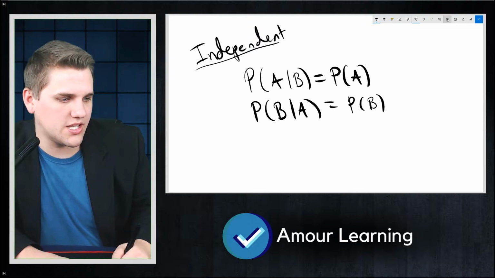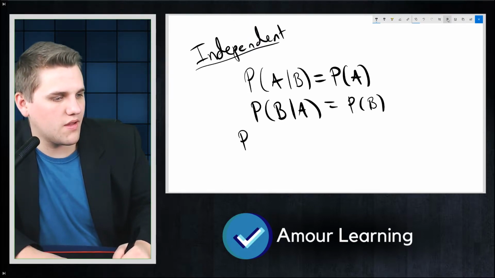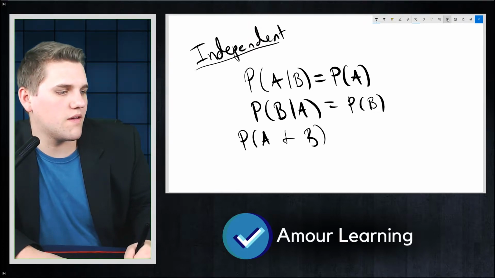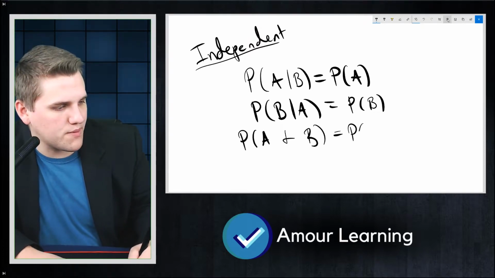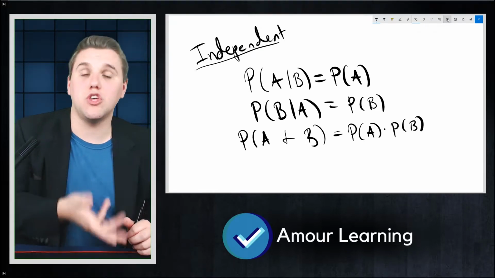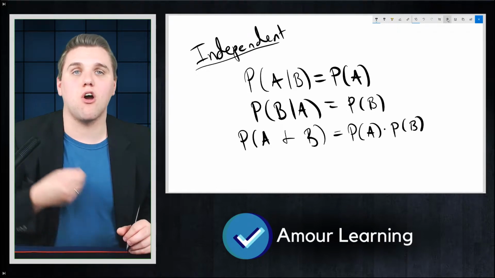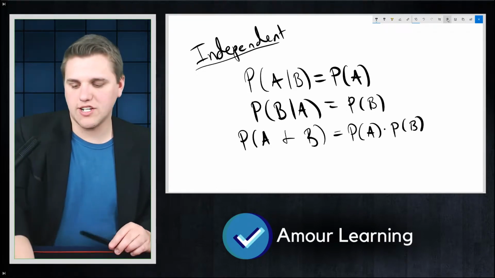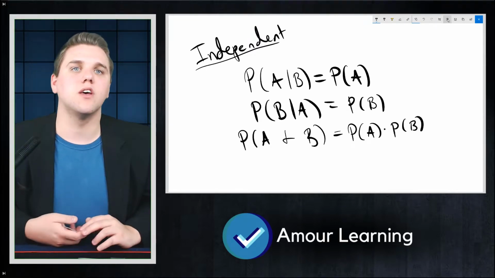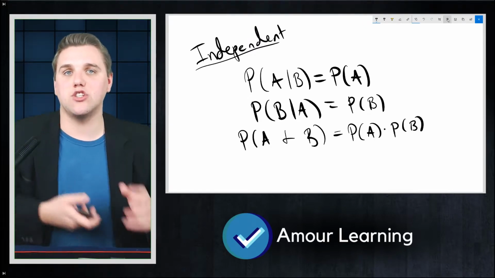Last but not least, the probability of A and B is going to be the probability of A times the probability of B. And this is typically the formula used when you know that A and B are independent of each other. So for example, typical problems involving replacement of cards involve multiplying two probabilities.